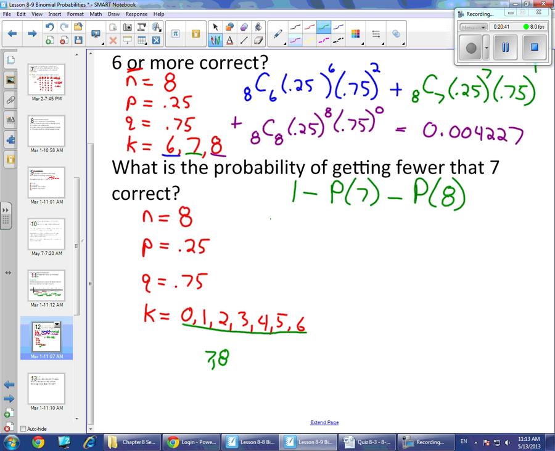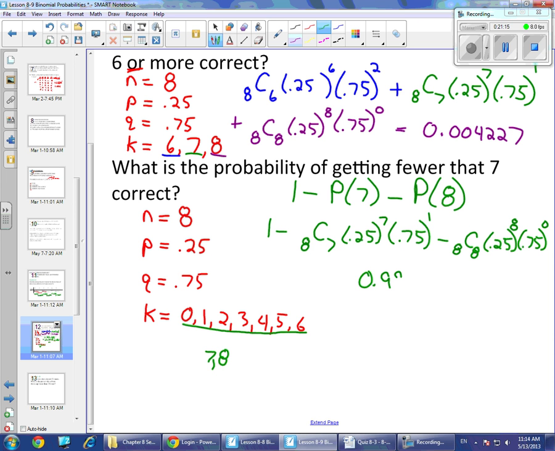Okay, and then do this calculation. So I'm going to go 1 minus 8C7 times 0.25 raised to the 7th times 0.75 raised to the 1st, minus 8C8 times 0.25 raised to the 8th times 0.75 raised to the 0. And do this calculation. And it ends up being 0.9999619.